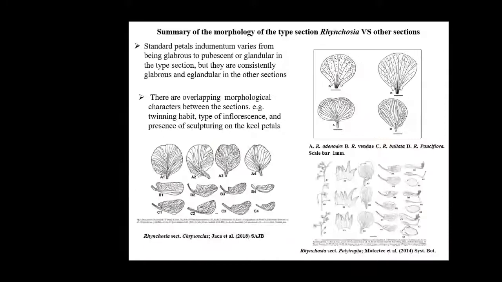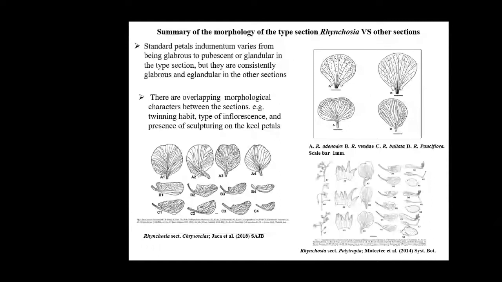Next slide, please. So this is the summary of the morphology of the type section compared to the other sections. Only the species in the type section have a standard petal that can be glandular, that can be pubescent, and sometimes glabrous. But in the other sections, the standard petal is consistently glabrous. Of course, they are also similar in terms of habit, the type of inflorescence, which would be axillary or racemose, and the presence of sculpturing on the keel petals.